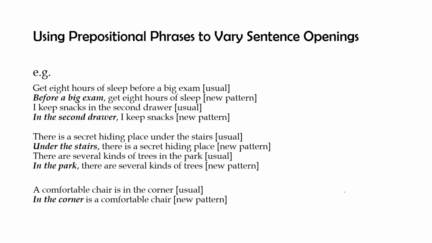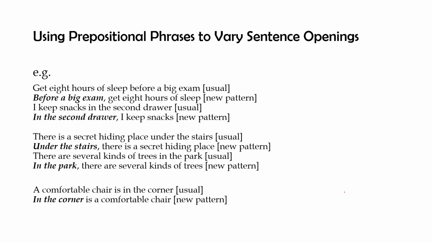I keep snacks in the second drawer. Not snake, but snacks. Mind your pronunciation. This is a usual pattern because the structure that is used is subject, verb, and object. Very usual. And when you want to vary the sentence opening, it can be: in the second drawer, I keep snacks. Use the new pattern by using prepositional phrases: in the second drawer.